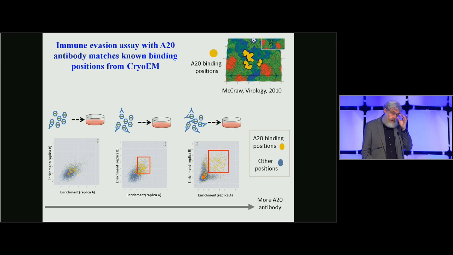And we can use this in a variety of selections, and you'll see a few. This is the first one where we're selecting with an A20 antibody, and the selection for binding that or not binding that antibody corresponds very closely to the positions of the epitopes seen in cryo-EM data.